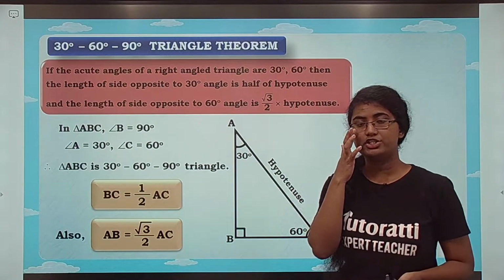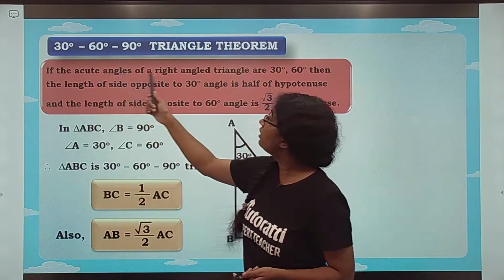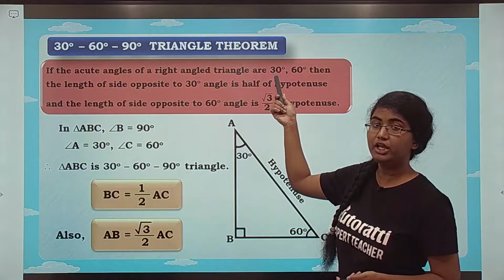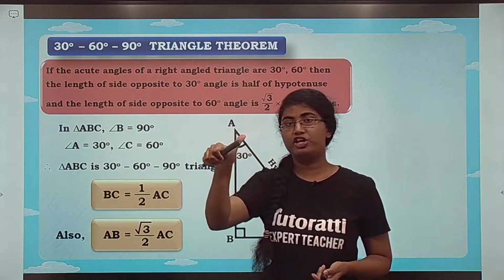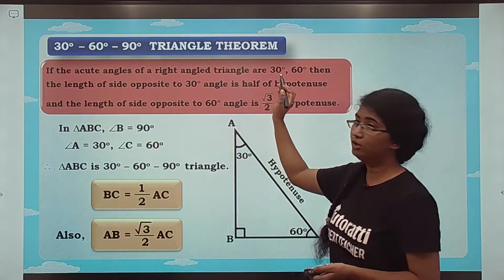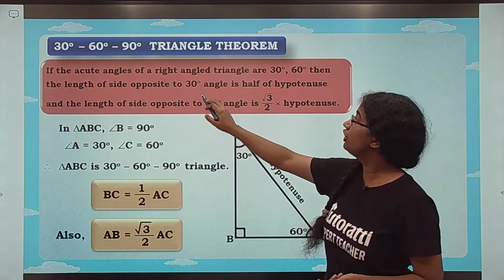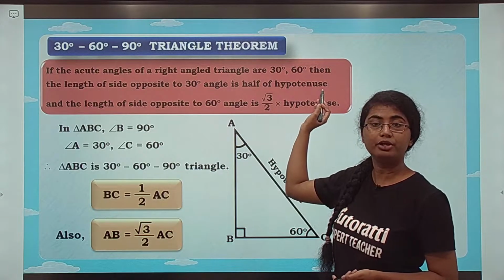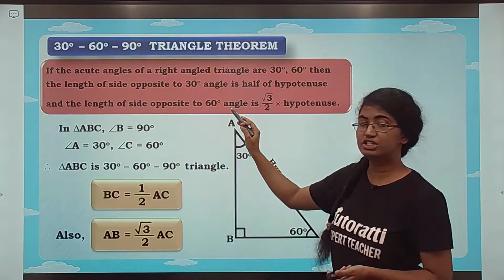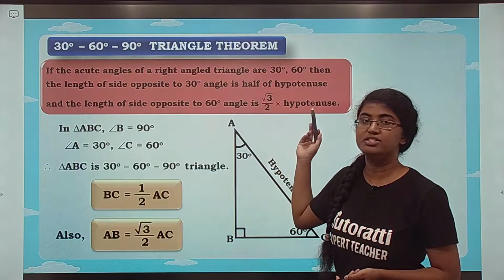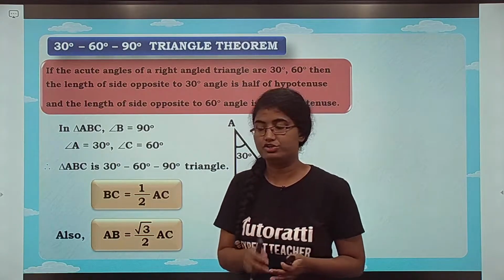So, it says here that if the acute angles of a right angle triangle are 30 and 60, so we know that one of the angles is 90 degree already, the remaining two are 30 and 60 respectively. Then, the length of the side opposite to 30 degree angle is half of the hypotenuse, and the length of the side opposite to 60 degree is √3 by 2 times the hypotenuse. Did you understand? Nothing. Let's break it down and try to understand.